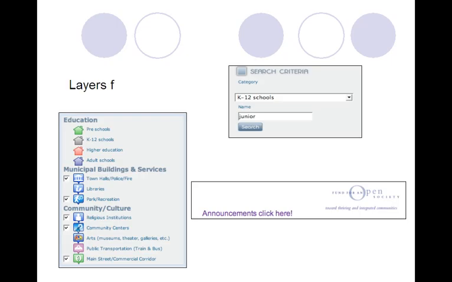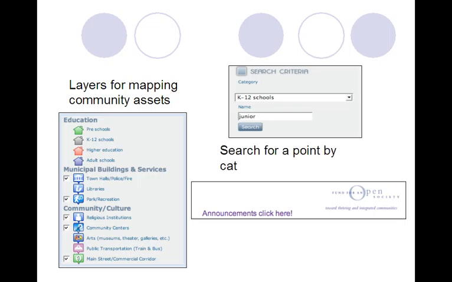OpenMaps offers specific groups of assets found in most first suburb communities. These groups or layers can be found on the right side of the map and can be clicked on or off to display or hide that group. They include educational, municipal buildings and services, and cultural. Users can use search functions on the right side to find a point by its name or within a specific category.